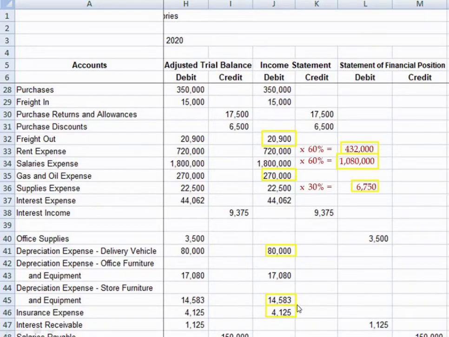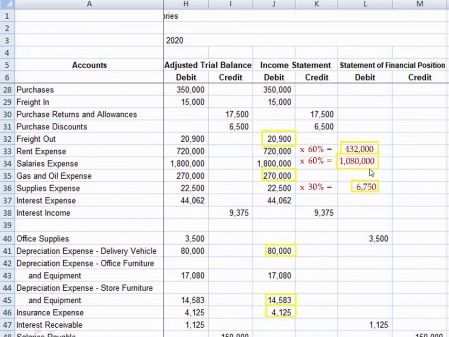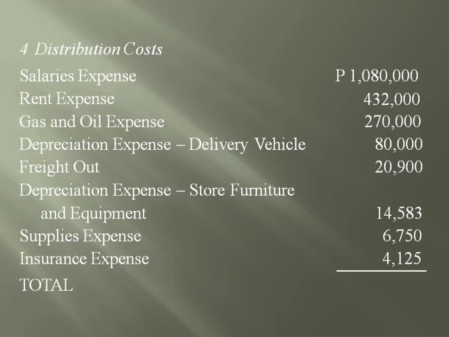Next, 6,750 supplies expense. And lastly, 4,125 insurance expense. Total distribution cost, 1,908,358 to be forwarded to the income statement.